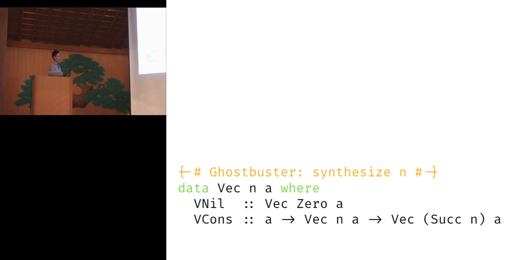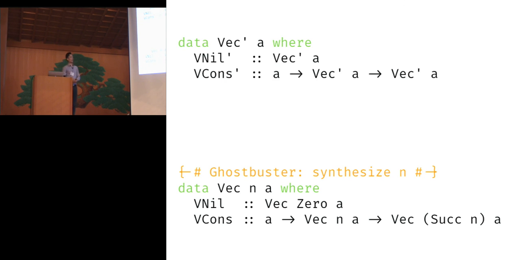And so with this, Ghostbuster will generate this new data type Vec', where type variable n is gone, with constructors Nil and Cons, as we might expect, as well as the conversion functions for moving between them. So from our pragma here, we've now just automatically generated this new representation and the conversions moving between them.